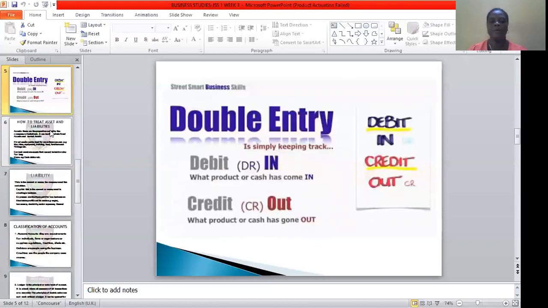Then, example of double entry. Whatever is coming in, whatever is received, you debit it, and whatever is going out, you credit it. That's why they say in is for debit, out is for credit. Are you with me? Hope you are getting what I'm trying to explain concerning the double entry bookkeeping.